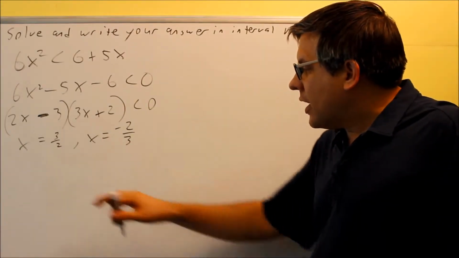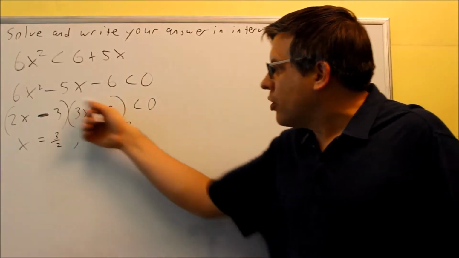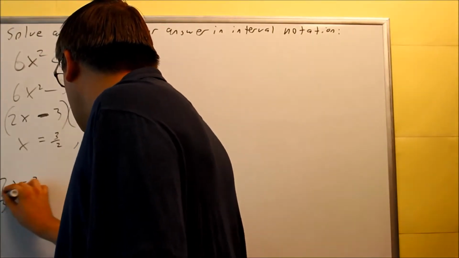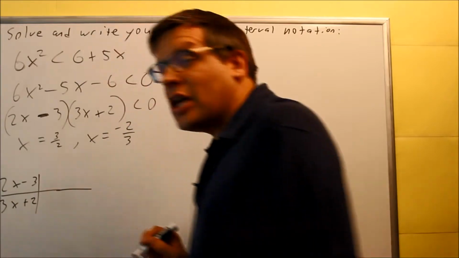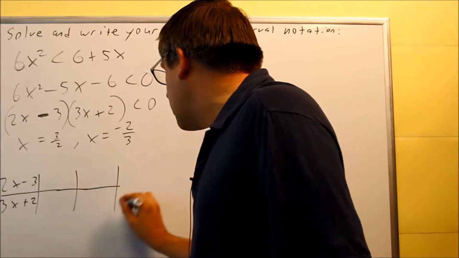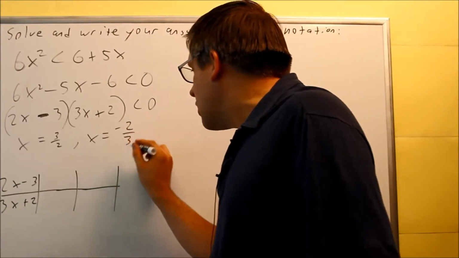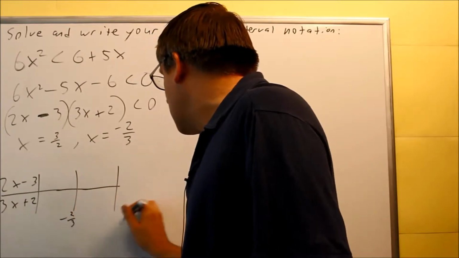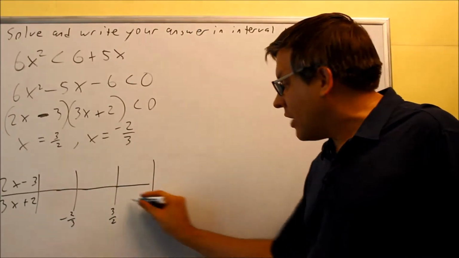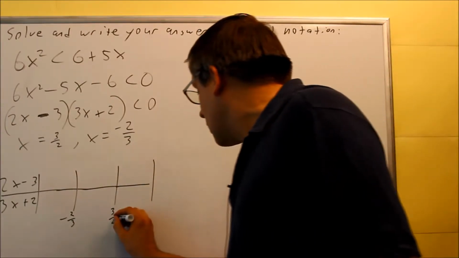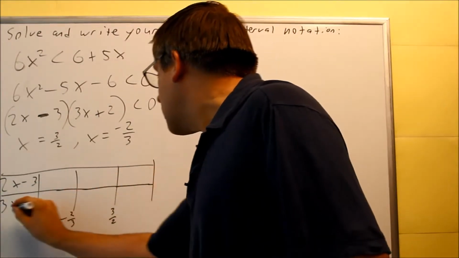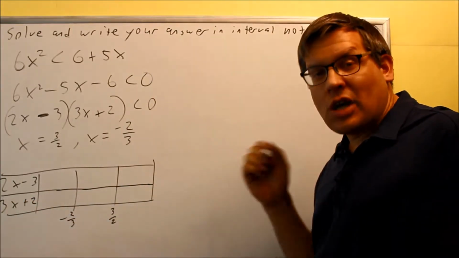If you're going to do it by the table method, what you're going to do is put both your pieces, 2x minus 3 and 3x plus 2, down onto the table. Since we have two numbers, we're going to draw 1 and 2 lines here to represent each of these. You put the smaller number first, negative 2/3, and this is going to be 3/2. You want to add one more column beyond that last number. So whatever the last number is, 3/2, right here, you're going to just put one more line beyond it. So now we have our table created, and we're ready now to put in test numbers.